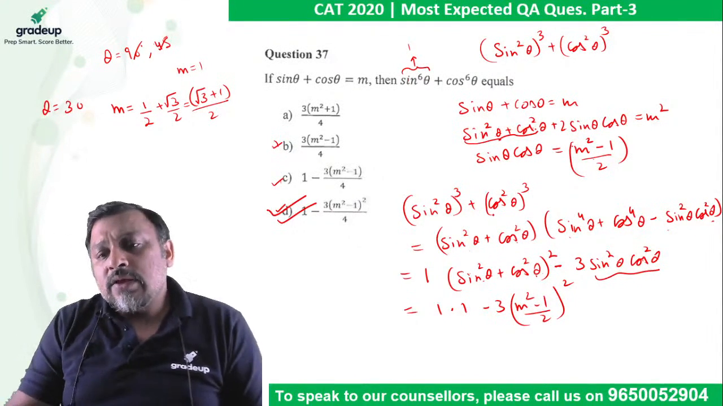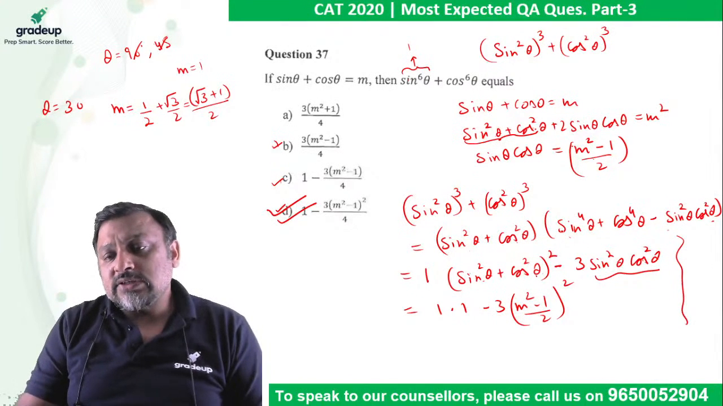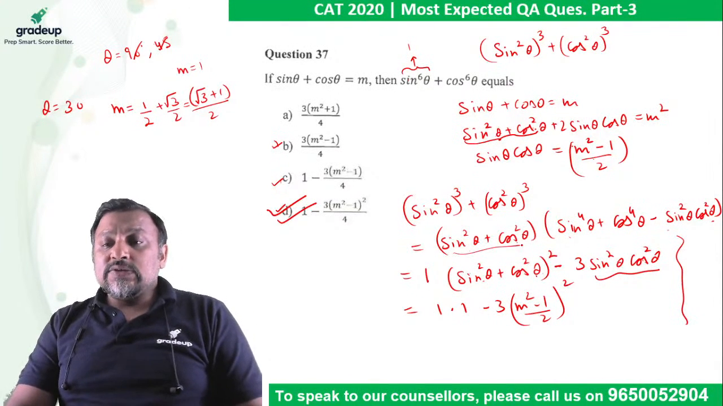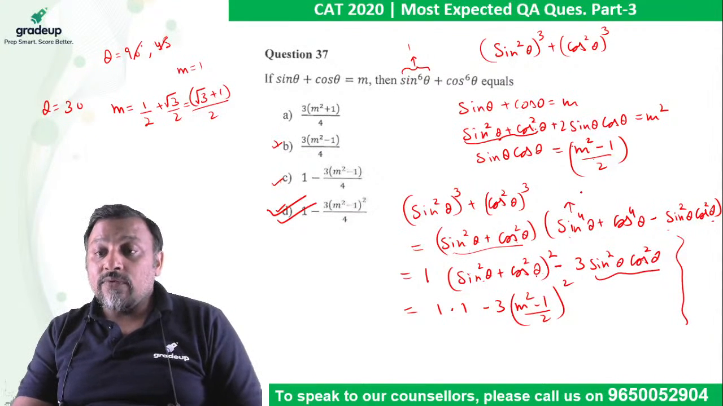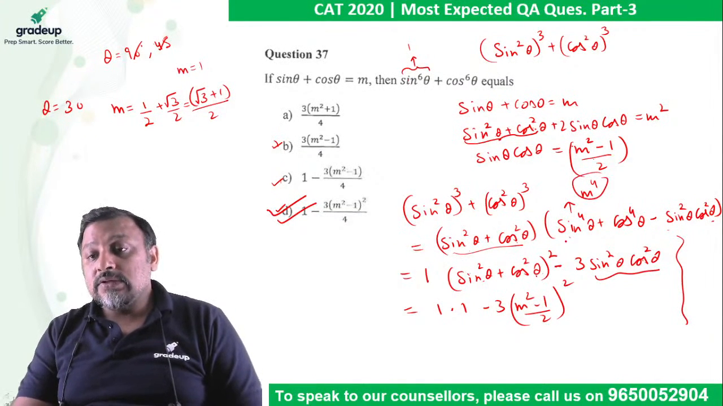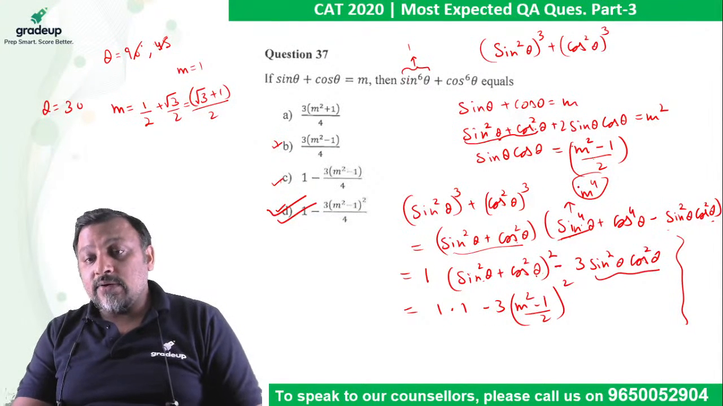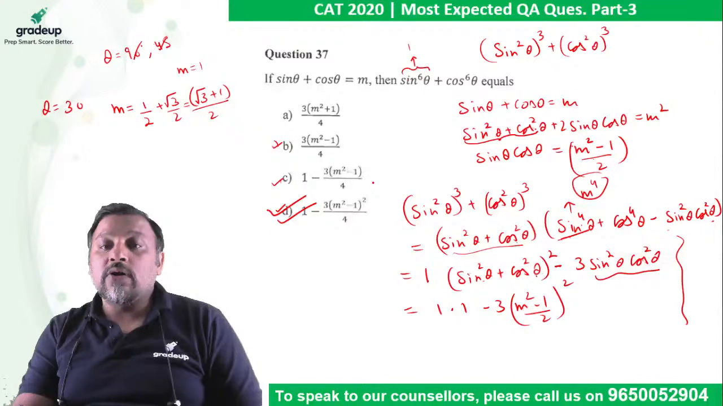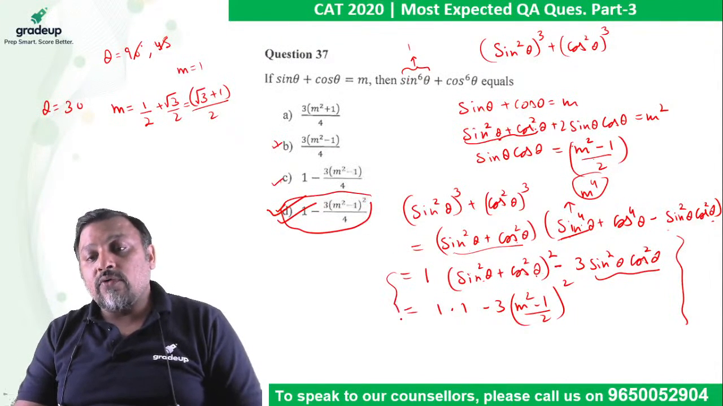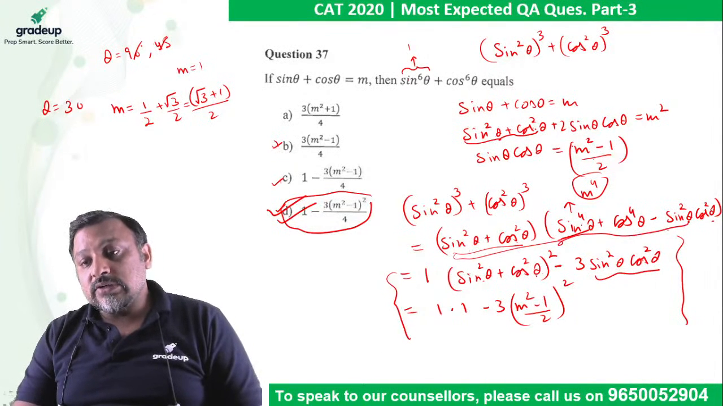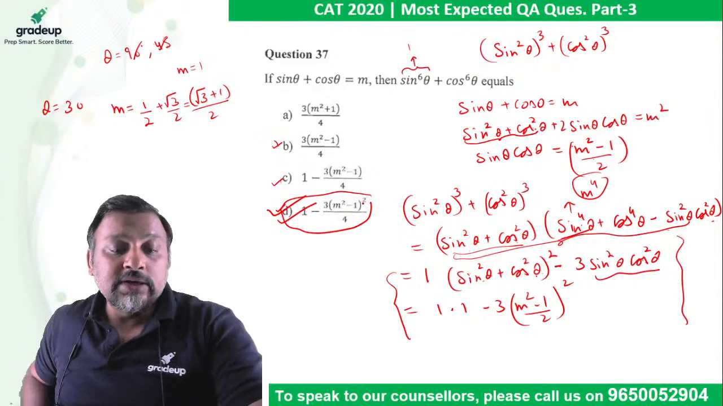Or you could have avoided this calculation. Since this is 1, whatever value I get will have fourth power of m. Since here we have sine raised to the power 4 theta, I'll get fourth power of m, and there is only one option which has fourth power of m. So I could have avoided this. By looking at this by simple observation, I can go with option D.